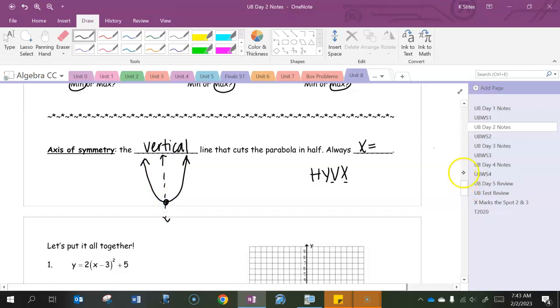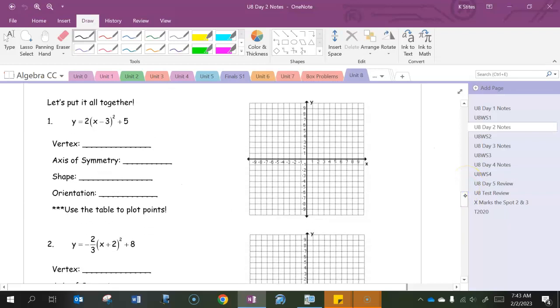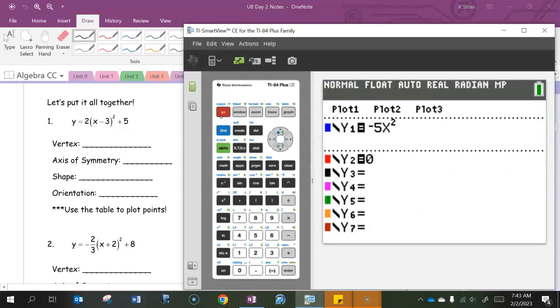All right, so now let's see if we can put this all together. What's nice about this is because we are in vertex form, we do not need to use our calculator to graph this. It is helpful to find other points to graph though, so I am going to have you type it into your calculator, but we're not going to have to use second trace min or second trace max because we can see the vertex from vertex form.